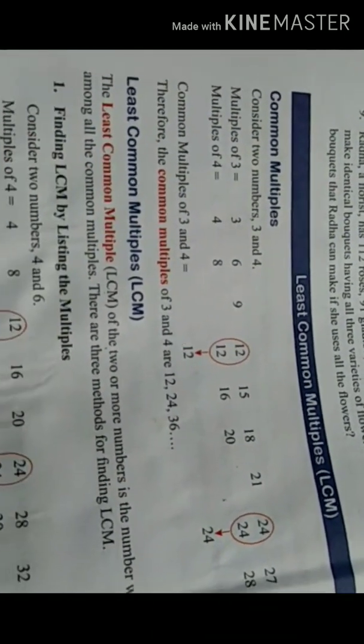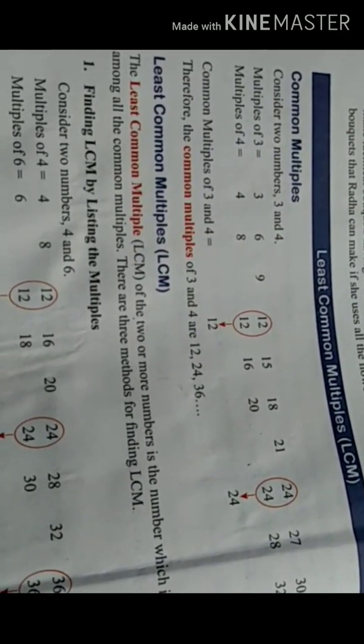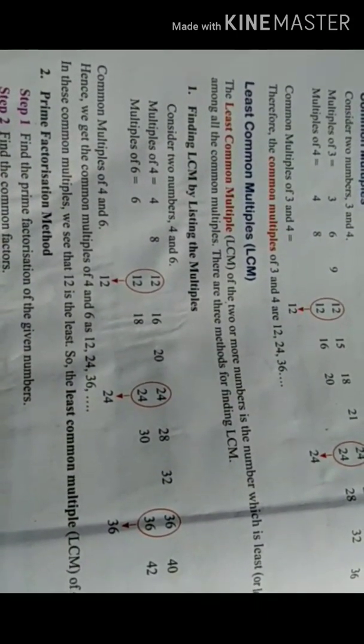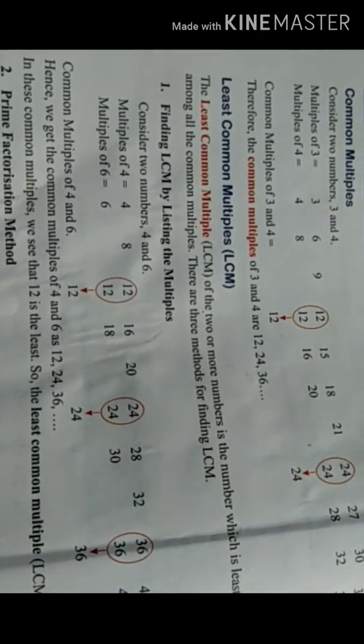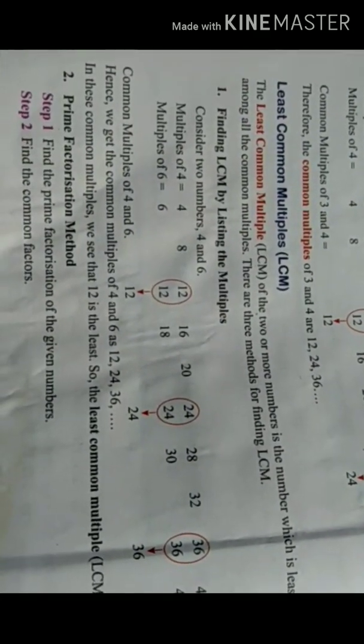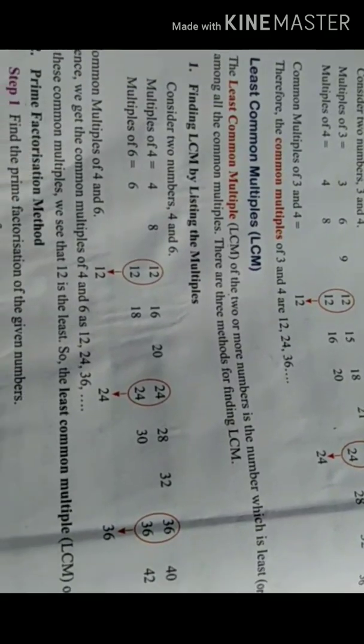For finding the least common multiple, LCM, today I am going to tell you about two methods. First method is finding LCM by listing the multiples. And the second method is the prime factorization method. Let's concentrate on the first method, finding LCM by listing the multiples.